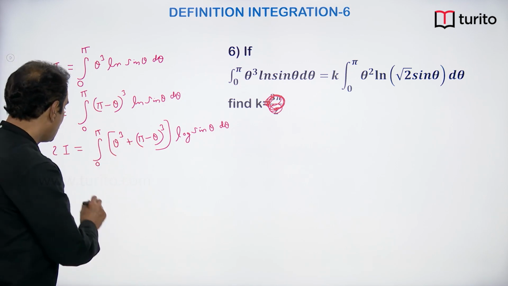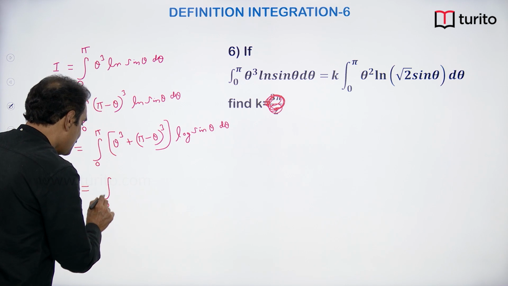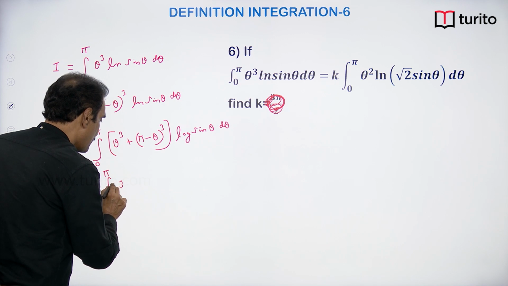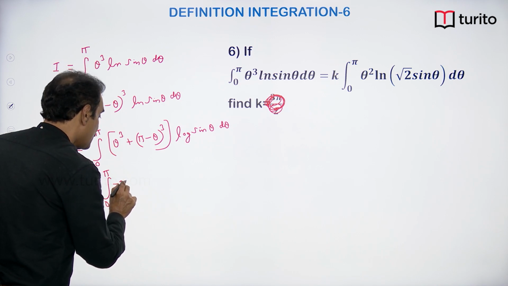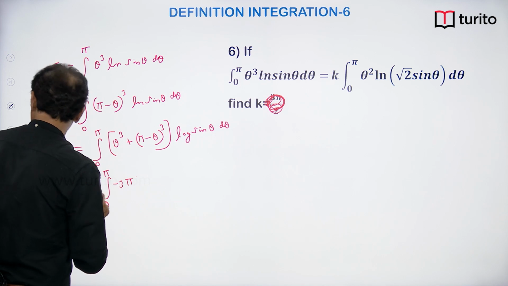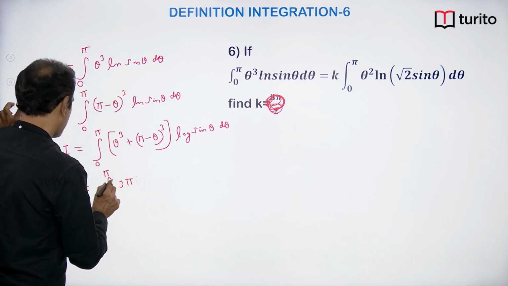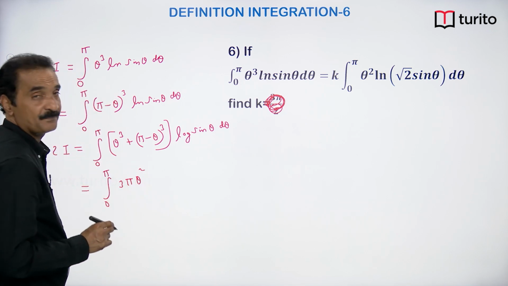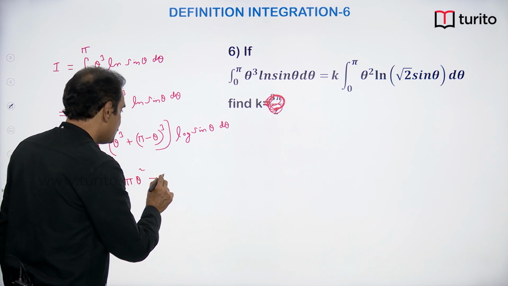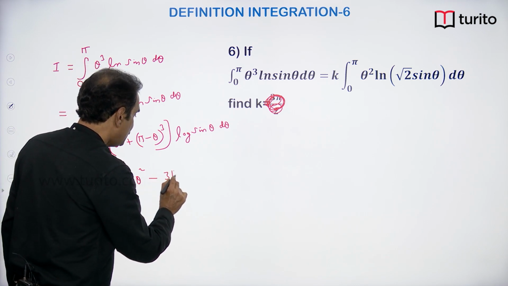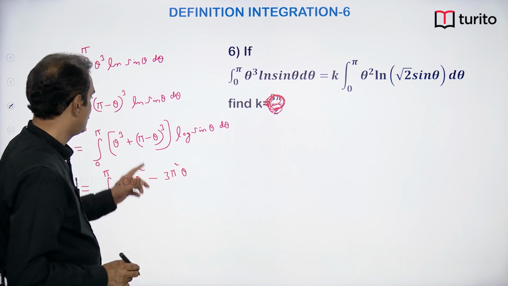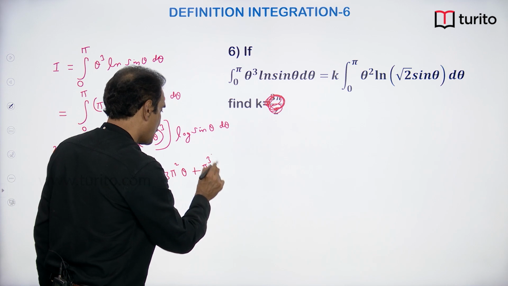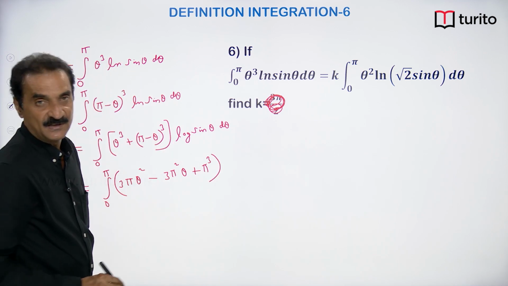So, what are the remaining terms? Integral 0 to pi, theta cube cancels, you will get minus 3 pi, you will get 3 pi theta square minus 3 pi square theta plus pi cube, plus pi cube, into log sin theta.